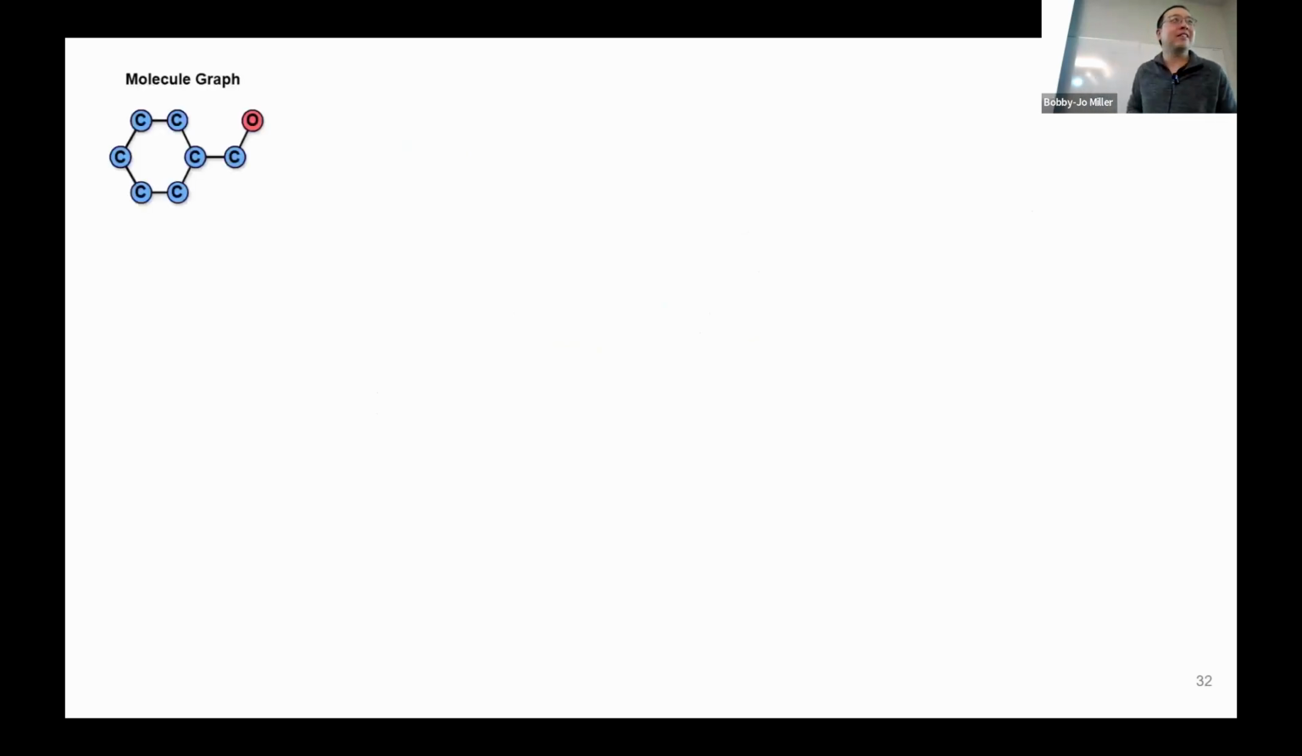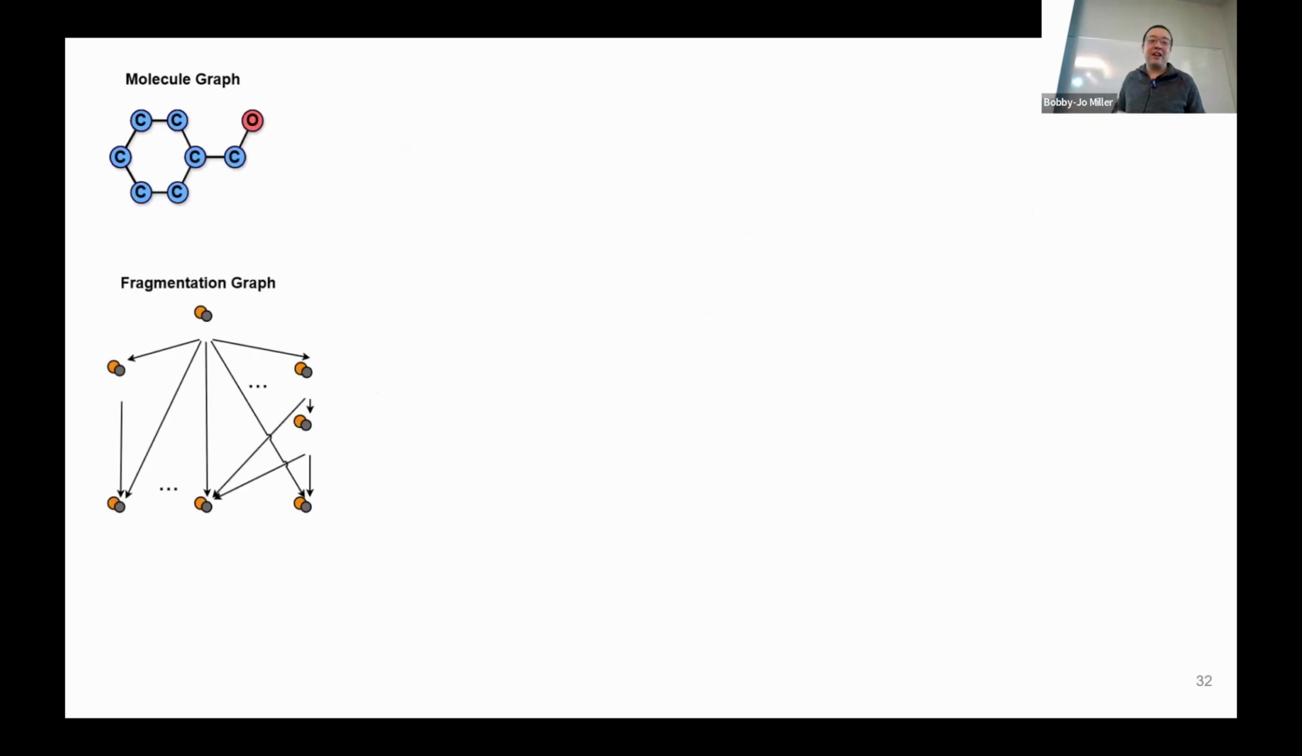How do they actually do that in the neural nets? Because for every single one of them, we're effectively generating a couple thousand to tens of thousands of different structures. So first, we still have our molecular graph. Then let's generate that particular fragmentation graph itself.